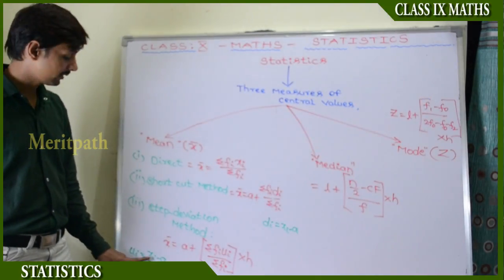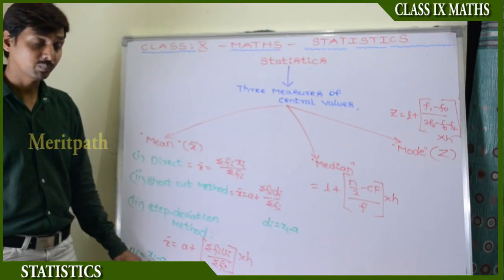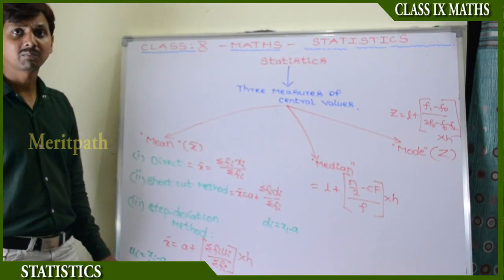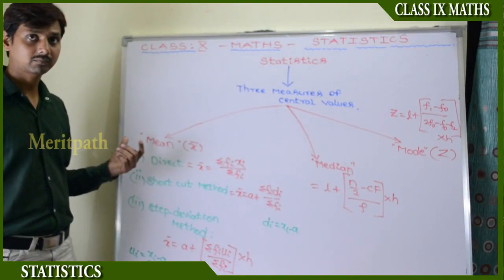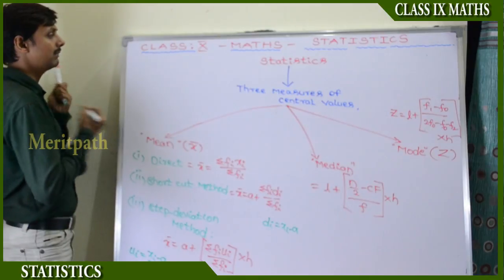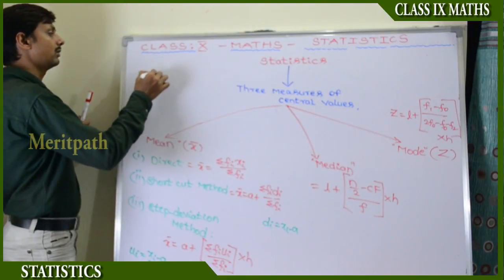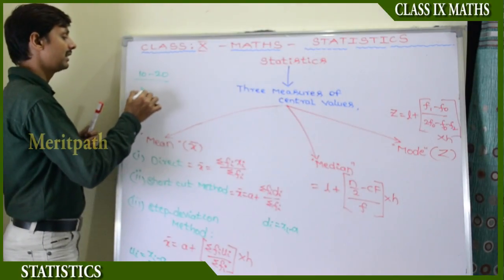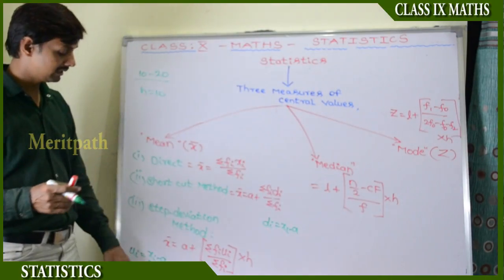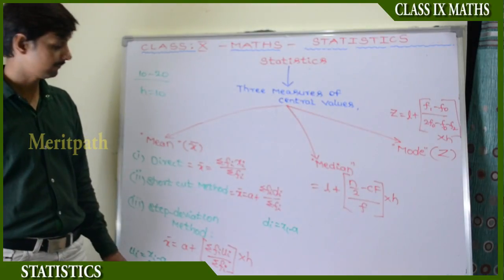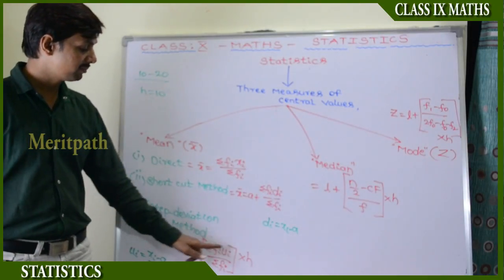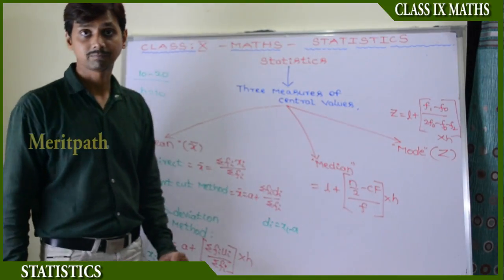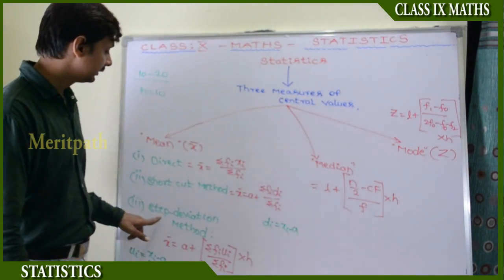Similarly, we find the difference between the mean value and the assumed mean, and then divide by the class interval h. h is nothing but the length of the class interval. When we take a class interval, for example 10 to 20, the length of the class interval is h equals 10. So we take h as the class interval. So a plus sigma fi ui by sigma fi into h is the formula for the step deviation method.